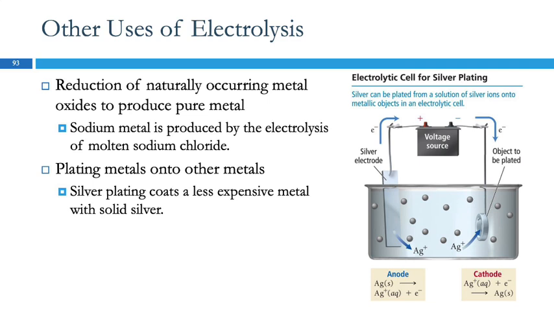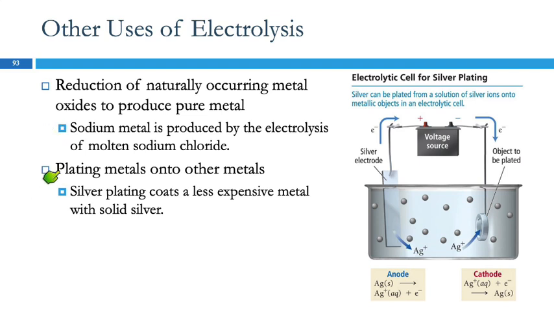So other uses. We can use electrolysis to take metal oxides, which are naturally occurring, they're in the soil all over the place, and produce pure metal from them. So sodium metal is an example of this. We can take molten sodium chloride, so table salt. If you heat it to a high enough temperature, it will melt and become a liquid. You can't do that at home. It's really, really high temperature. But from that molten sodium chloride, which does conduct electricity, we can produce sodium metal.